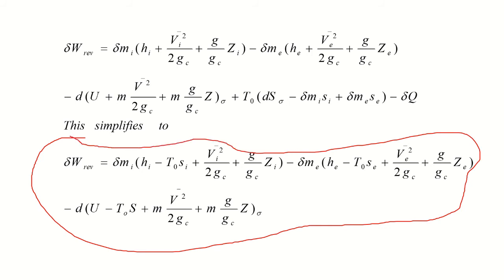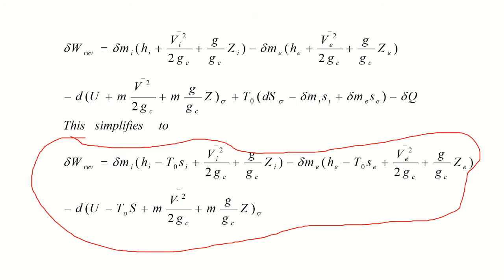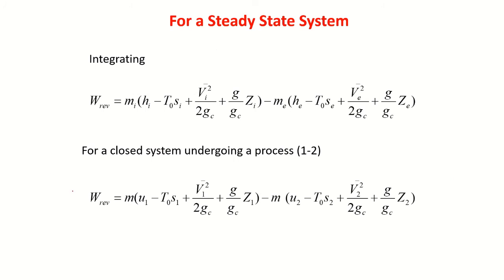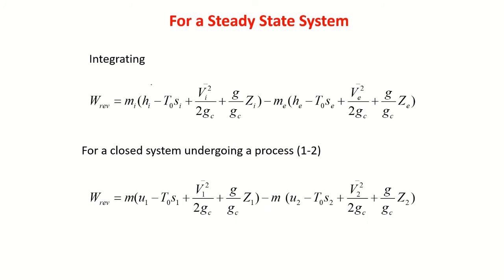Correct. Now the question is, if it is steady, what will happen? This part will become 0 and integrate, this will become total work. W max is equal to m i. I like that, I can write. So this one.